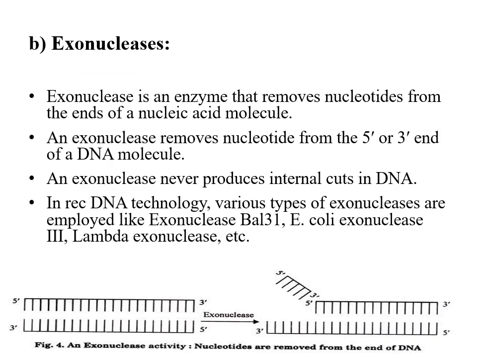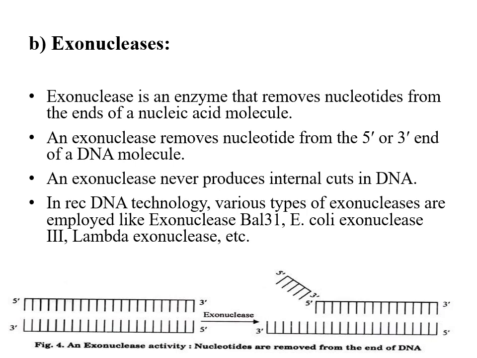Another class of enzyme which is important for recombinant DNA technology is exonucleases. Exonucleases are enzymes that remove nucleotides from the ends of a nucleic acid molecule. An exonuclease removes nucleotides from the 5' or the 3' end of the DNA molecule.